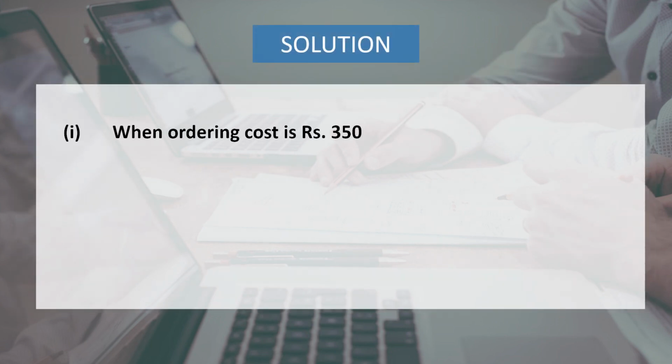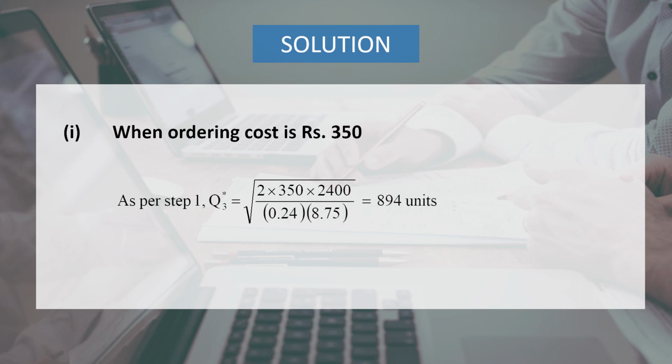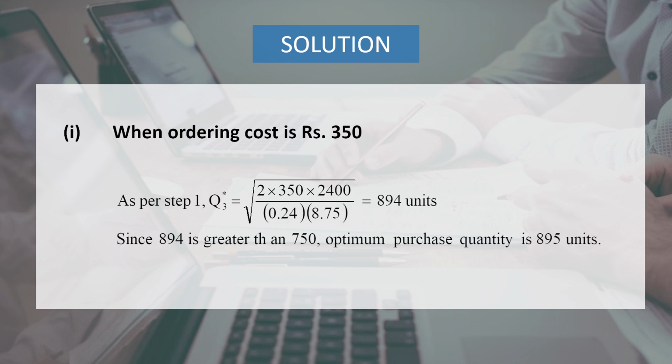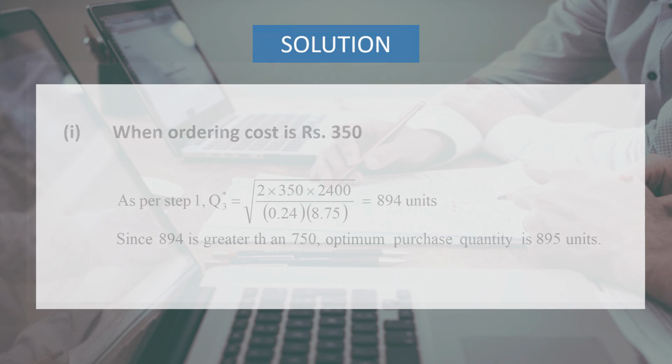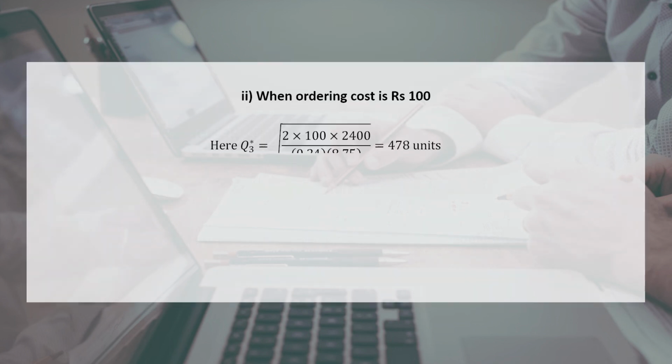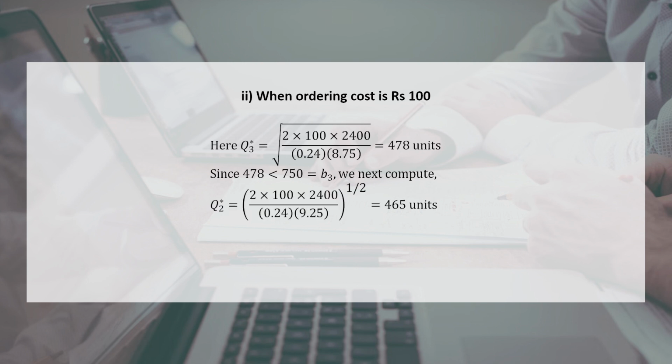When ordering cost is rupees 350, in that case economic order quantity is coming 895 using the simple lot size formula. And now you can see that it is more than 750, so it is in the feasible range and you can choose that economic order quantity for the purchase. Now the second is when ordering cost is rupees 100. You can see that it is coming 478, which is less than 750. So you should move to the next higher unit price. In that case, when you calculate the economic order quantity, it is coming 465, which is still less than 500. Then you go to the next price and that is 10.